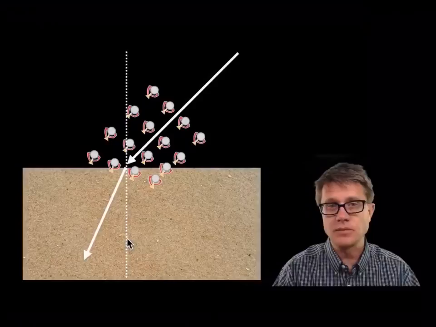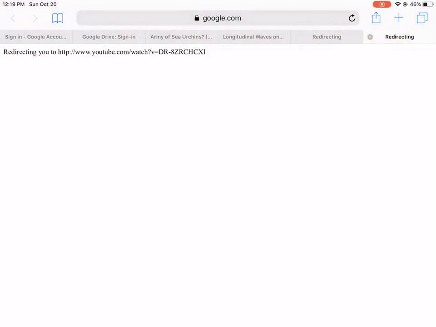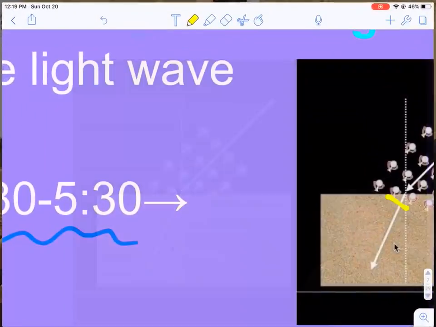Now, the vocabulary he just used, you will use in your lab as well. Angle of incidence is talking about what's coming in. Let's go to our notes to take a look at this.